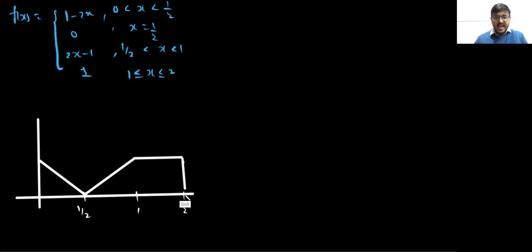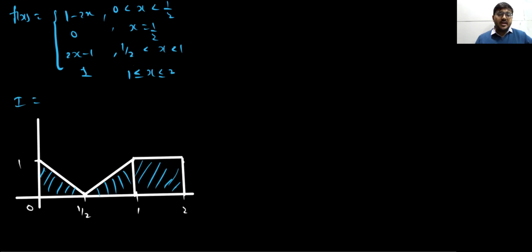So this much area I want to find out. So 0 to half, here the point is 1. Same way here also the point is 1. So this much area I want to find out. So this will be the first area. This will be the second area and this will be the third area.